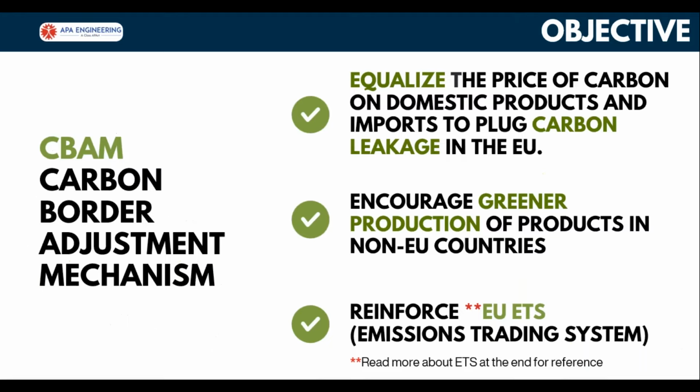So moving over, this is the objective of CBAM. We have 3 main objectives. One, to equalize the carbon price to plug carbon leakage. The second is to encourage greener production outside of the EU. And the third is to reinforce the EU ETS. So this is what we were speaking about. CBAM is designed in such a way that when EU ETS free allowances phase out, CBAM will come in, and so we'd be given fair prices everywhere. I'm just moving over to the next slide.